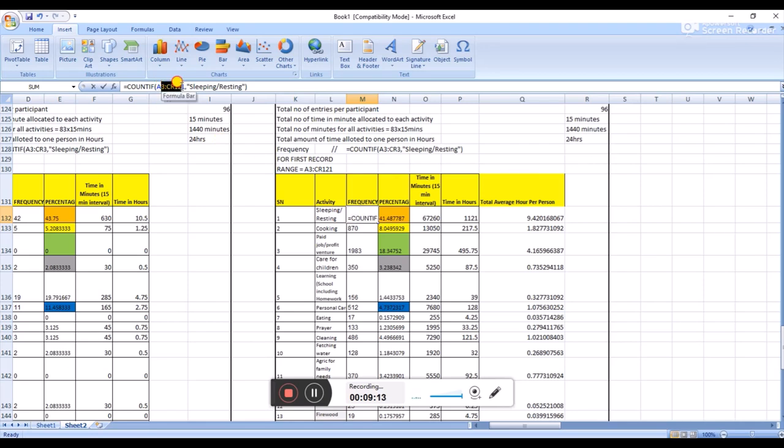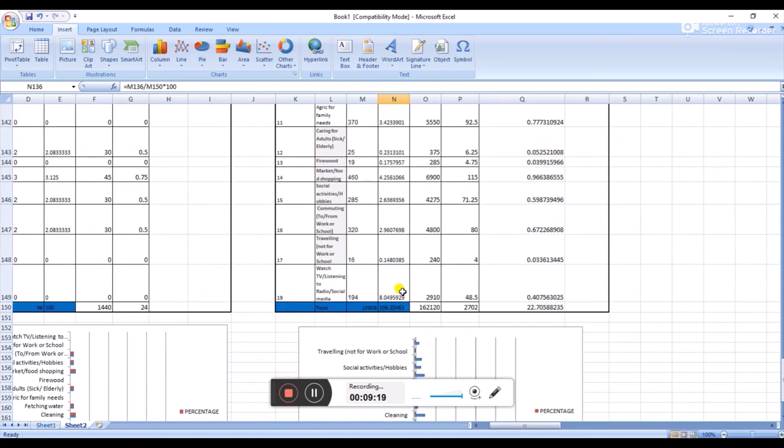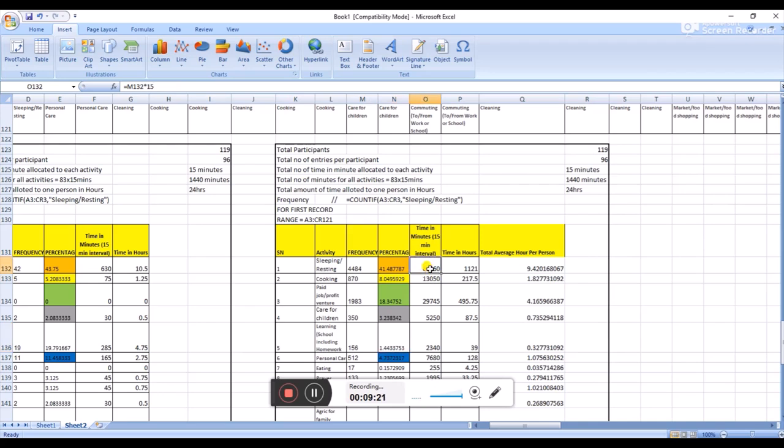So what has changed? The range of cells has changed, but the keyword for search remains the same using the COUNTIF function. Then for the timing, what I did was multiply the frequency times 15 minutes, and I got that. Then for time in hours, I divided the total time I got in minutes by 60. Then for the average time for one person, I divided the total time in hours by 119, and I got the average.